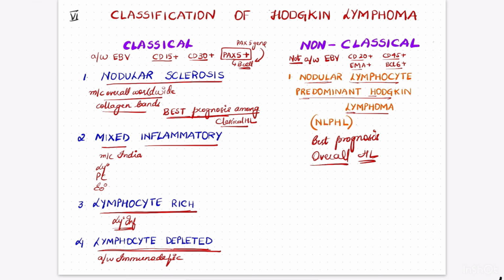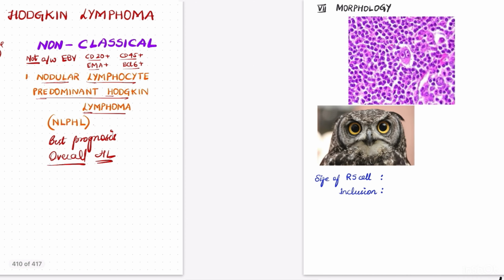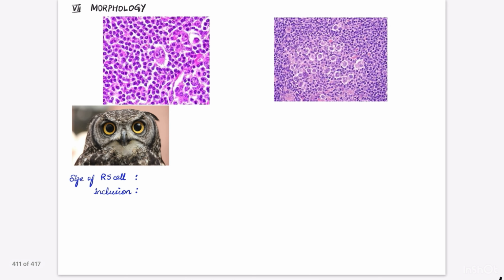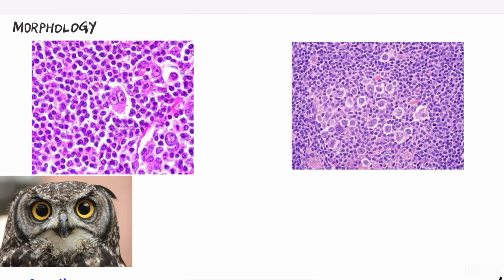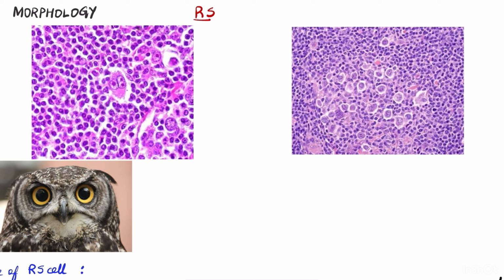And we can even further classify based on the RS cells. So first let us see the variants of RS cells. RS cells are the disease defining cells. The Reed-Sternberg cell is the disease defining cell. It has certain variants that we'll look into now.